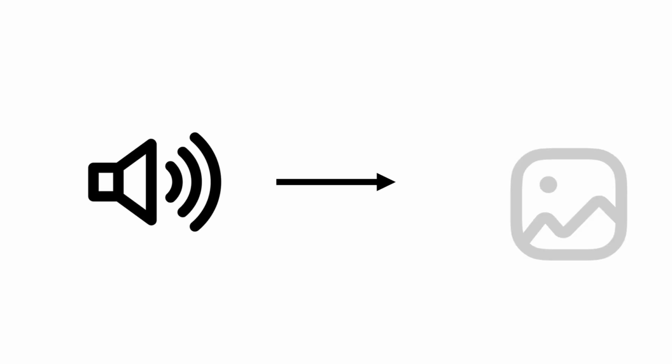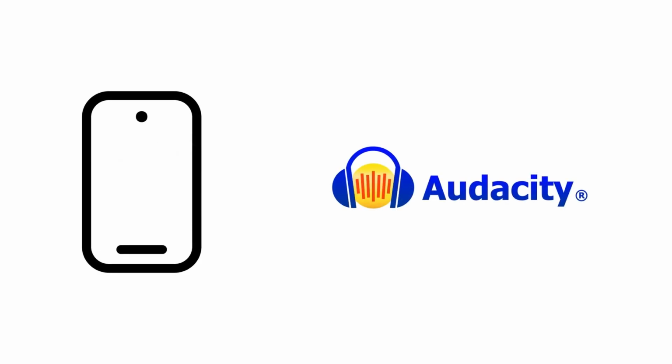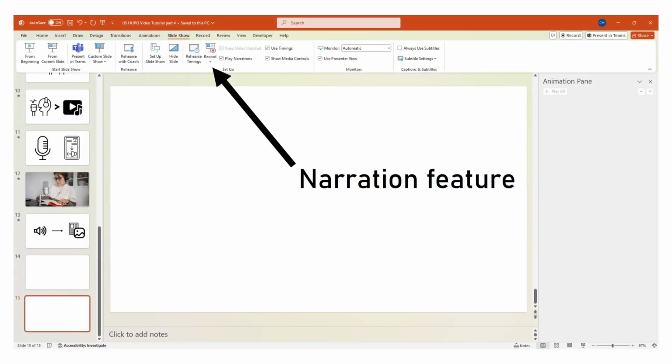Pace your audio to your visuals and follow your script. If you can't fit your script to your visuals, consider adjusting your visuals rather than increasing the speed of your speaking. For voice recording, you can use a device like your phone or a free software like Audacity. Alternatively, you can use the narration recording feature in PowerPoint and export your audio along with your visuals.